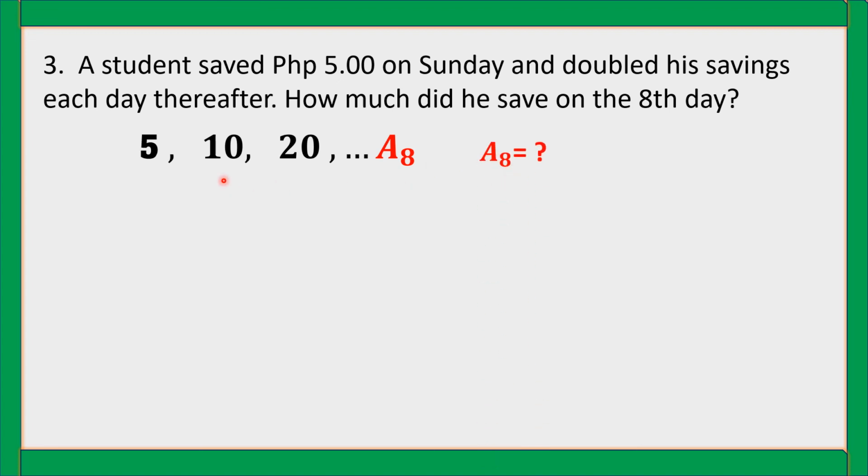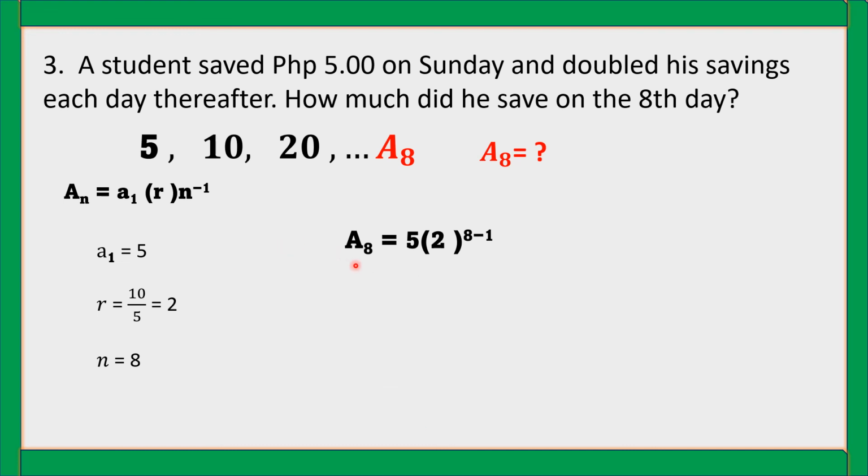So, nakabuo tayo ng geometric sequence. So, pwede natin gamitin yung nth term ng geometric. So, ang nawawala is a sub n, specifically a sub 8. So, identify natin yung first term, which is 5. And then, solve natin yung common ratio. So, second term divided by the first term. Siya ang pinakamadaling gamitin. So, 10 divided by 5 is 2. That is our ratio. And then, n, the number of terms is 8. Kasi nga ikawalong araw.